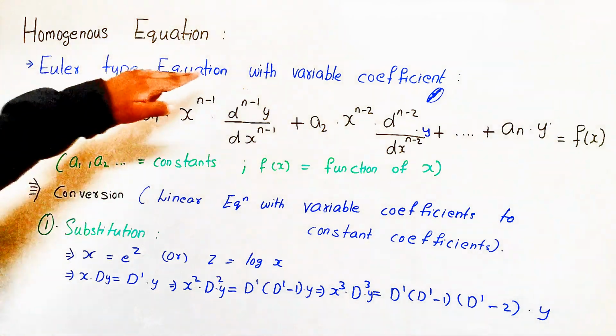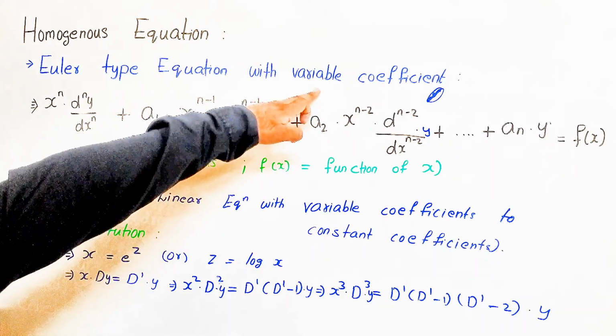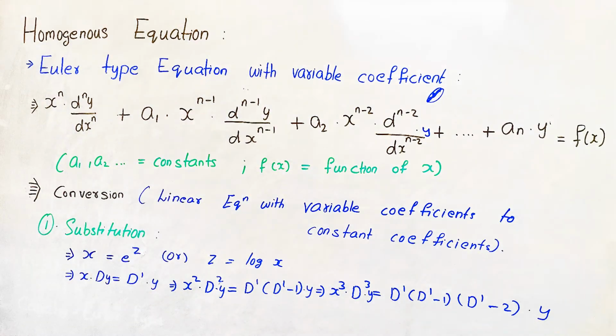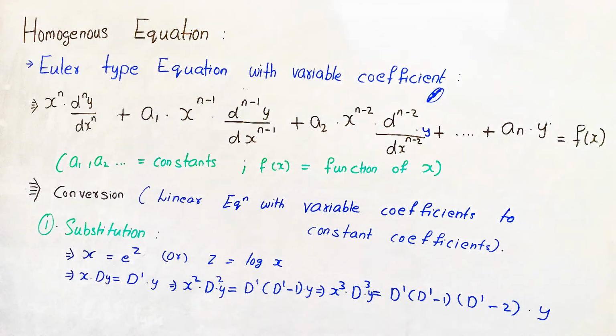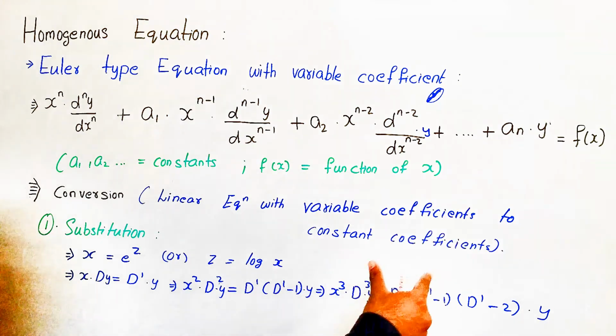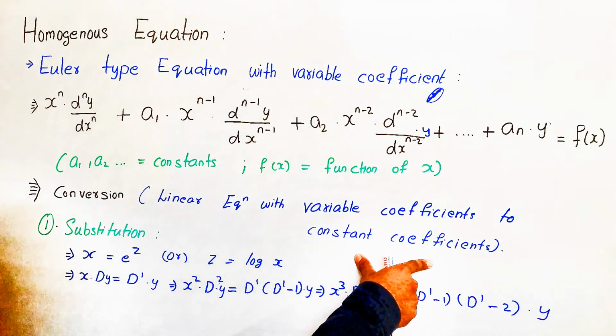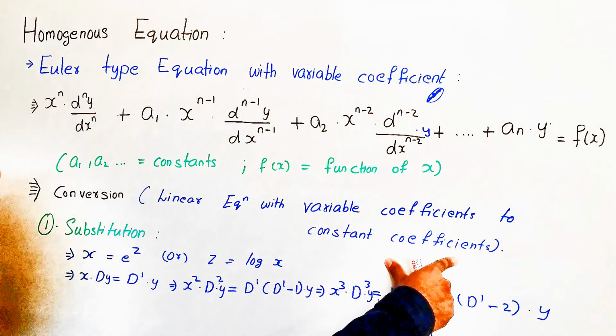We don't solve a question in variable coefficient form directly. There is a conversion process in the middle. This is the next step, known as conversion. We have to convert the linear equation with variable coefficients to constant coefficients, which means converting the term with variable coefficient to the constant coefficient 1.